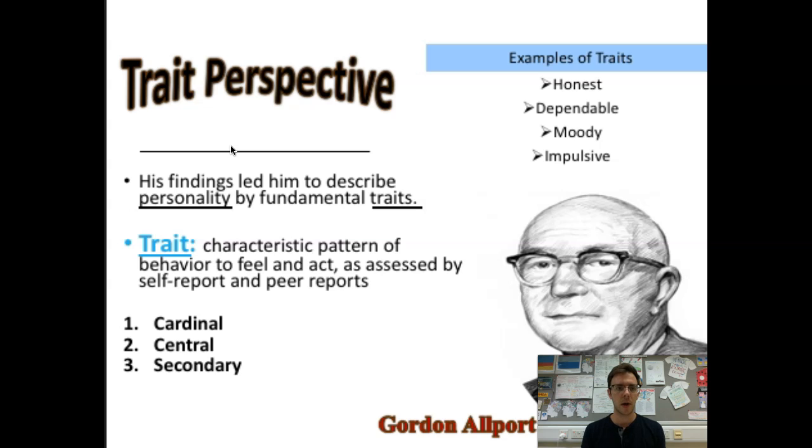So let's say you're talking about these three categories here that he also developed in this theory. You've got cardinal, central, secondary. Each trait that shows up in your personality falls under one of these categories, right? Under one of these levels, according to Allport. And so cardinal is that which is dominant. Okay, your dominant, pivotal roles that show in your personality.